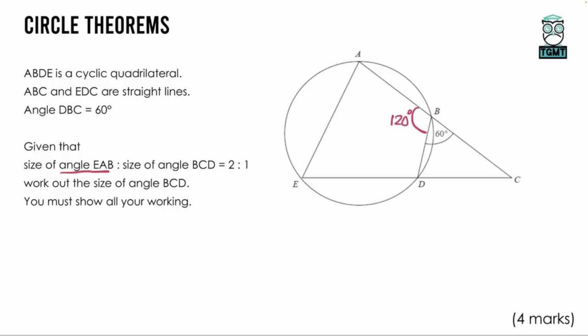EAB to BCD is 2 to 1. Let's highlight those. So EAB is up here, and BCD is over here. Now, if they are in the ratio 2 to 1, I would normally label that either using algebra or keep it as a ratio. I'm going to label it as algebra. I'm going to call it 2x and 1x, just so I remember I've dealt with that.